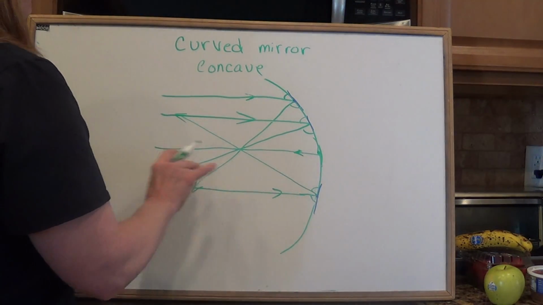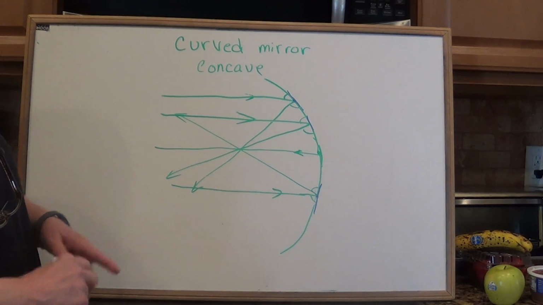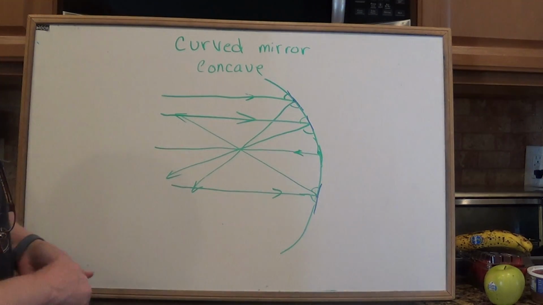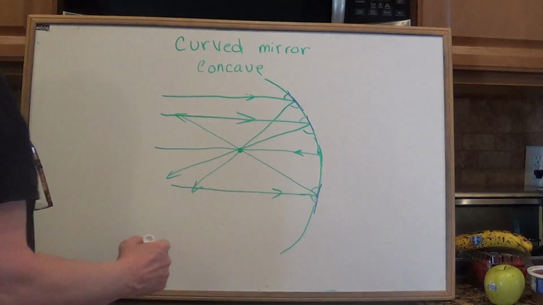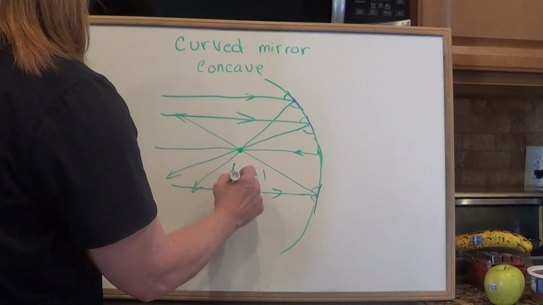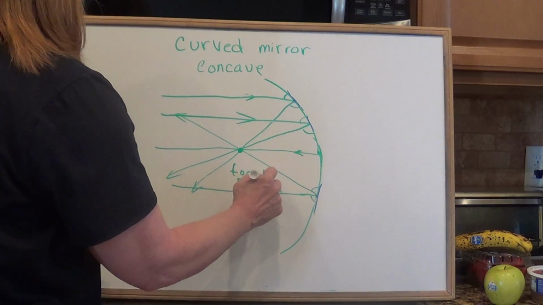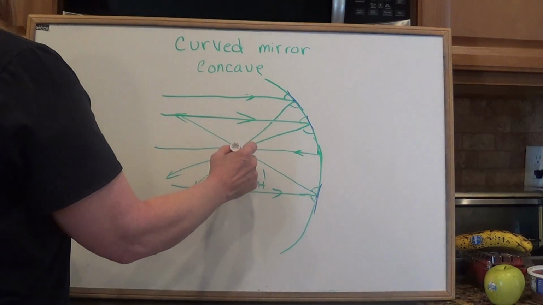The interesting thing, when you have a concave mirror like this, all the horizontal rays will intersect. After reflecting, they will intersect in one point, and that is called the focal point. If your drawing didn't do that, you need to alter it. So the focal point is right there.